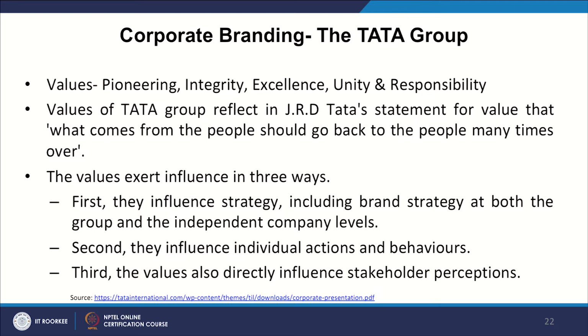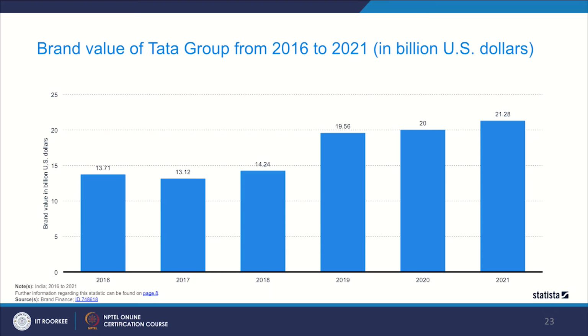The values exert influence in three ways. First, they influence strategy, including brand strategy at both the group and the independent company levels. That is actually evident at the operation levels as well. Second, they influence individual actions and behaviors. Third, the values also directly influence stakeholder perceptions. And this is where the brand value is $21.28 billion at this moment in 2021. I'm not sure at this moment, but during 2021.